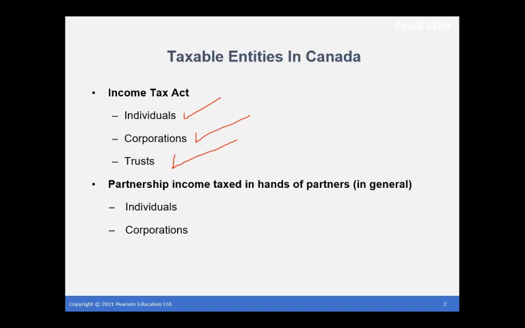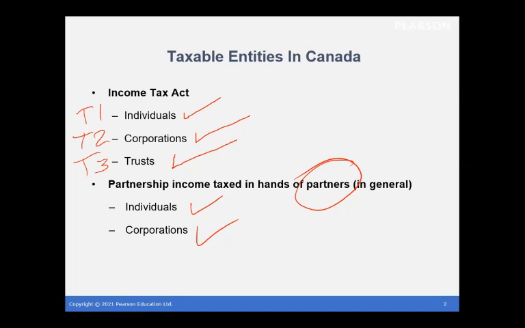Also, a partnership can operate a business and earn income. The difference here is that the partnerships are not specifically taxed. It is the partners who are taxed. So those partners could be individuals or corporations. So again, individuals have a T1 tax return, corporations have a T2, and a trust has a T3. So they're all taxed directly.